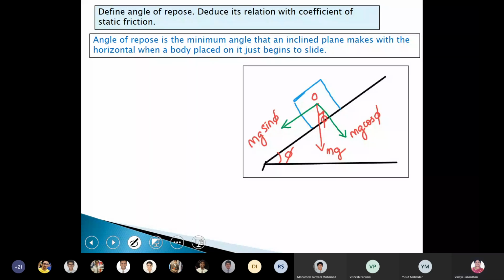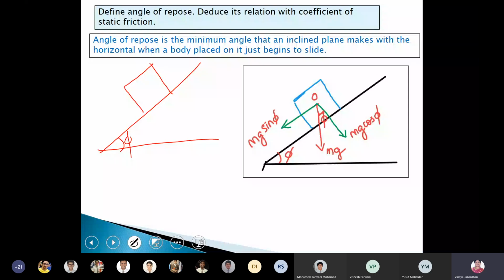Okay. We'll start with the diagram. Now we can draw this. Yes, you can draw. Before that, let me first go over this: this is the angle of inclination where the body just begins to slide.